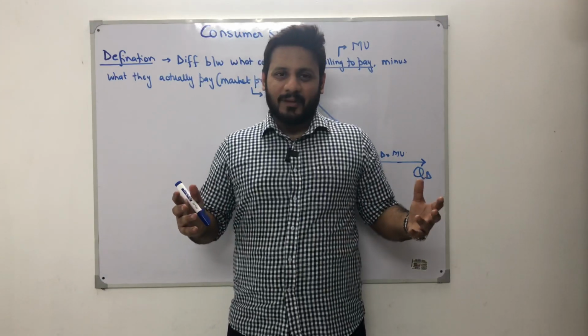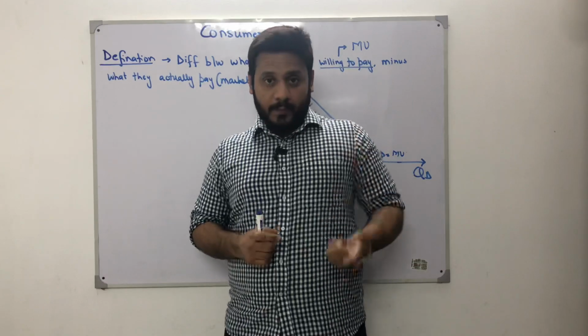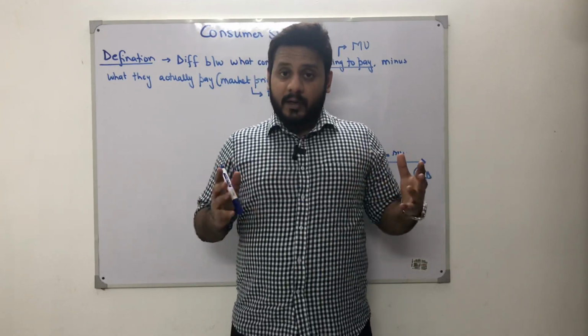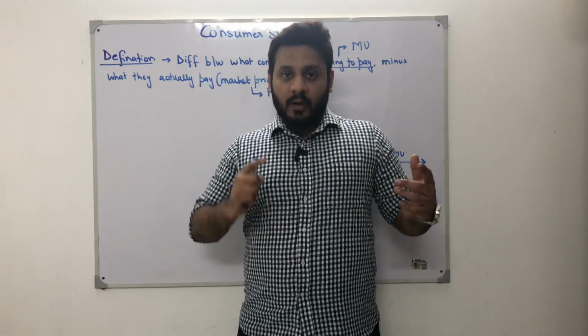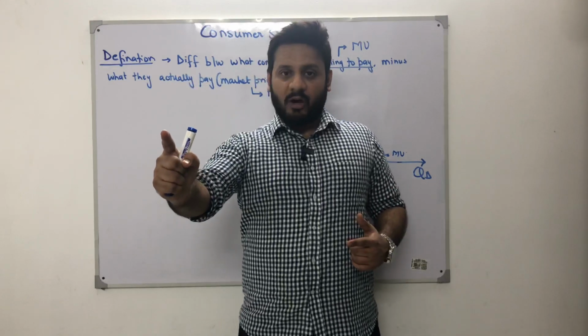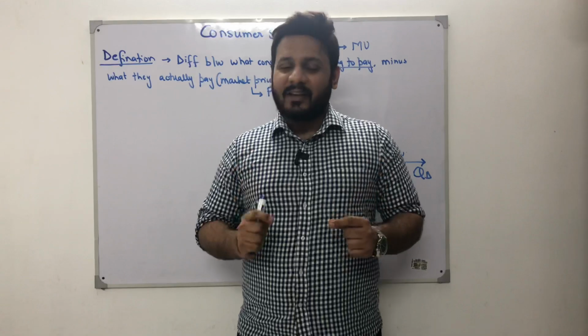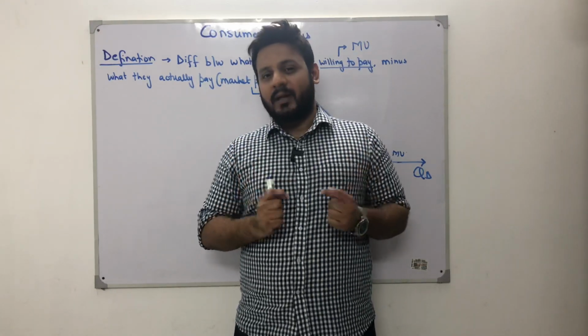Now let's take an example. Suppose you went to buy a chocolate and the price you're willing to pay for that chocolate is, let's say, $15, right? And when you go to the market, you see that the chocolate is actually priced at $10. So you were willing to pay $15 for that chocolate and the price of that chocolate is $10. So $5 is the consumer surplus that you have gained from buying and consuming that chocolate.